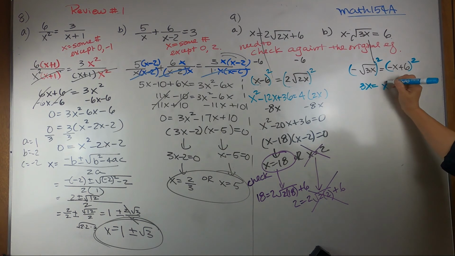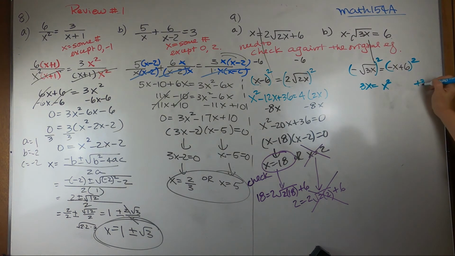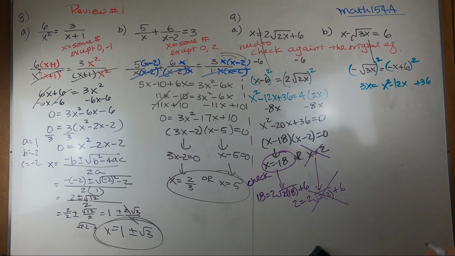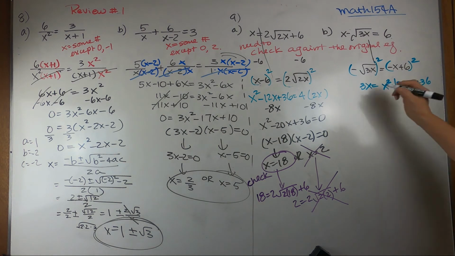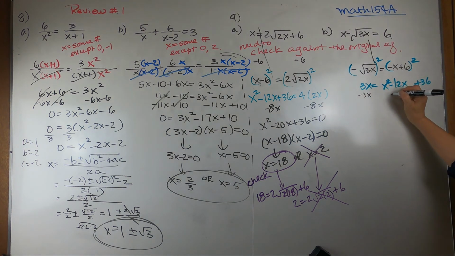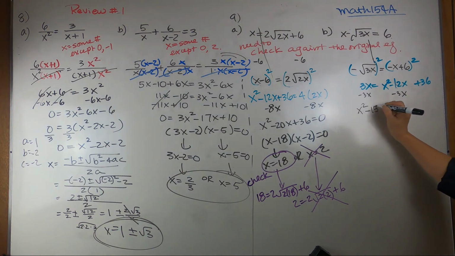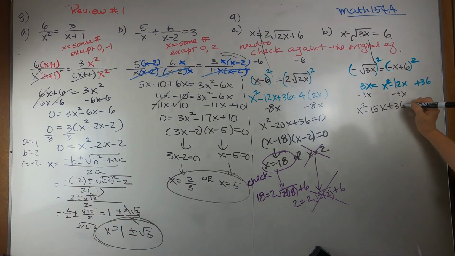This one will be x squared. That will be 36. The middle part twice, that will be minus 12x. Right? Then move 3x over. So what do I have? X squared minus 15x plus 36 equals 0.